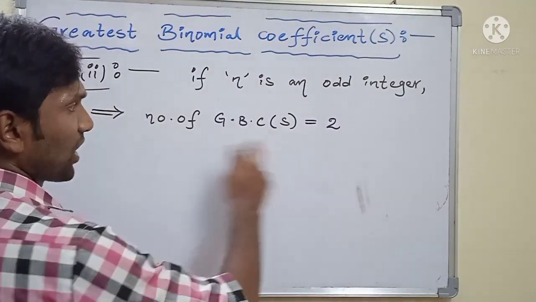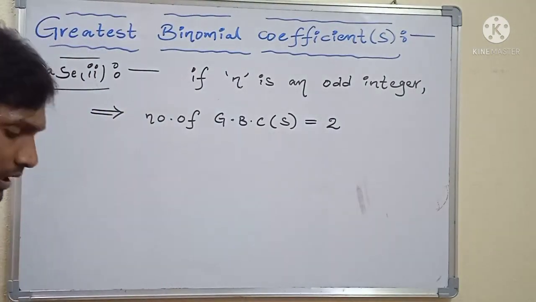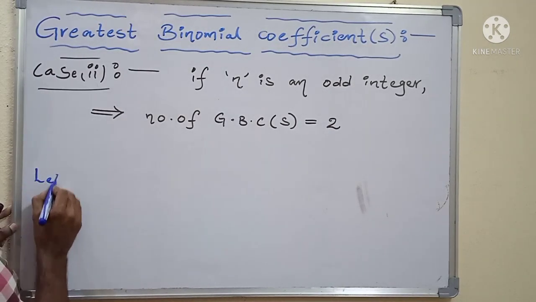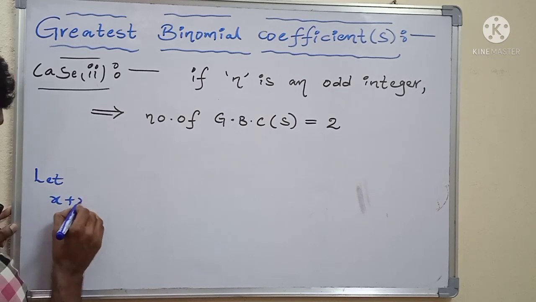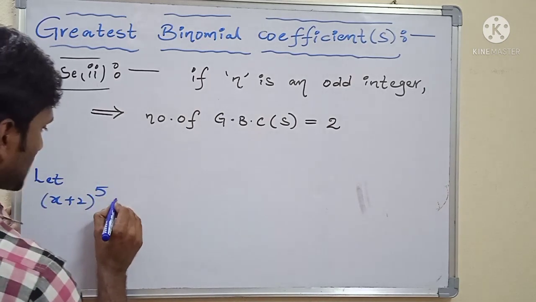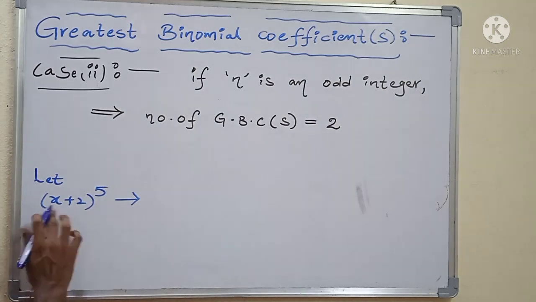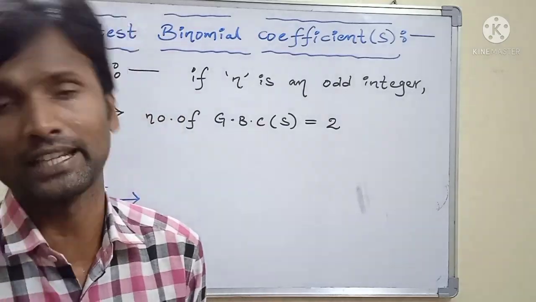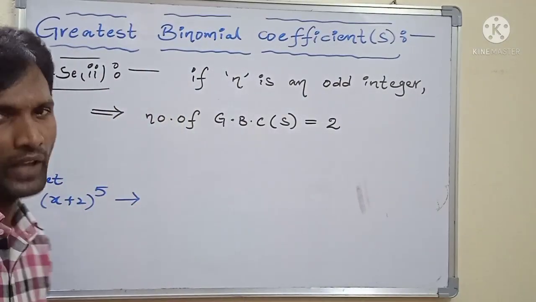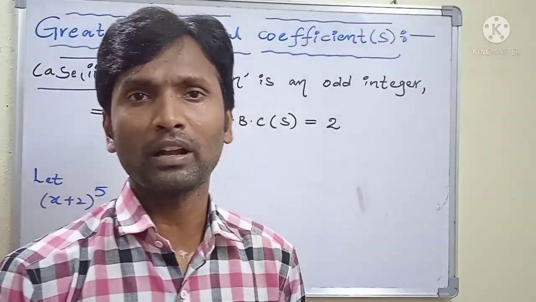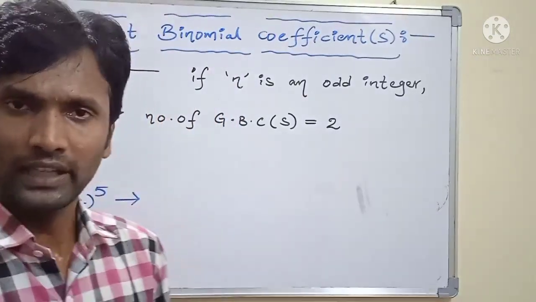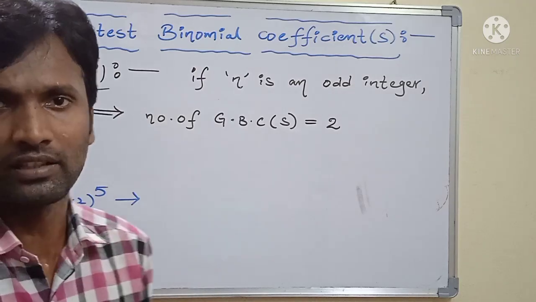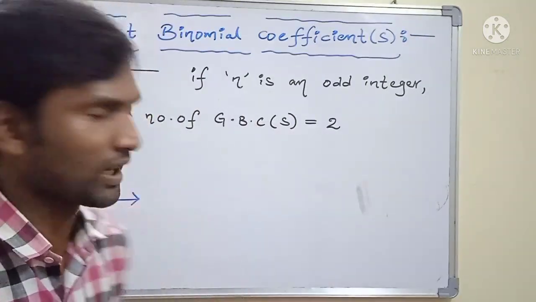To understand this concept, take the expansion like this. Let (x plus 2) whole to the power 5. In the expansion of (x plus 2) whole to the power 5, we have 6 terms, because the value of n equals 5, so the total number of terms in that expansion equals n plus 1, 5 plus 1, that means 6. We have 6 terms, which means we have 6 binomial coefficients.